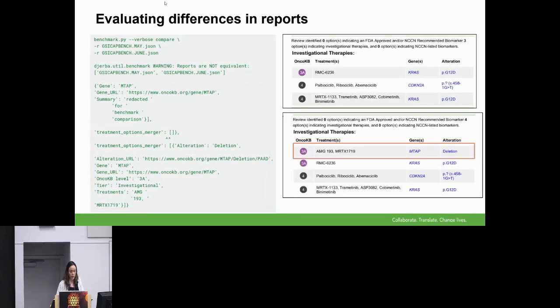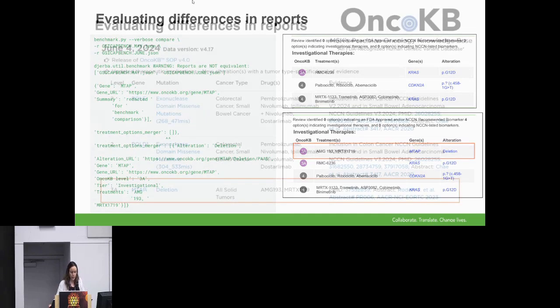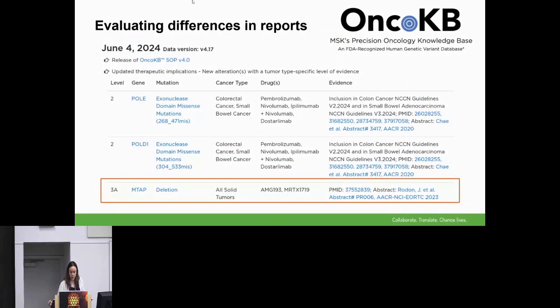And this is what it would look like in the report. So the top report was missing that MTAP treatment, and the bottom one does have it. So we would go in and look, why are we seeing this additional treatment option? So in this case, we looked at the database that we use to associate variants and treatment options, which is OncoKB. And there had been a new release of the database which had added this variant and associated treatment option. So that explains why we're now seeing it in the report. So it was a simple explanation in this case.